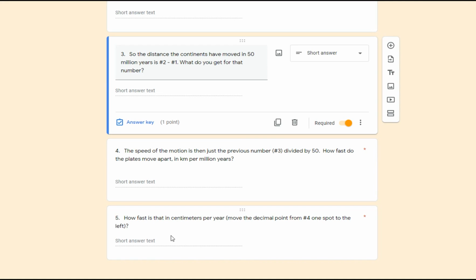And then finally, all you have to do to figure out what it is in centimeters per year rather than kilometers per million years is move the decimal over one place to the left, and that's going to give you your answer for number 5.